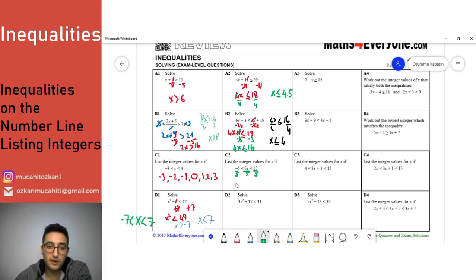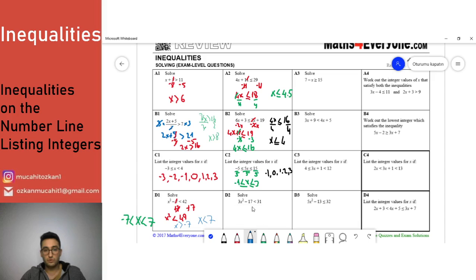Negative 5 divided by 5 is negative 1. 5x divided by 5 is x. And 15 divided by 5 is 3. And these are less than or equal to signs. Now I can list integers. Sorry, x is greater than negative 1. So negative 1, 0, 1, 2, and 3.